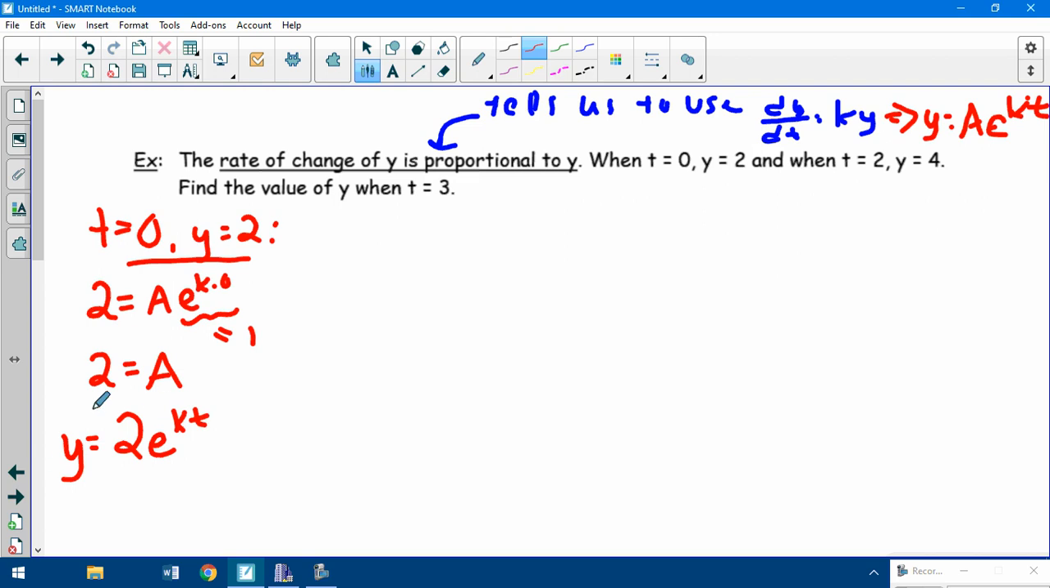And that should be nothing groundbreaking to you. You always knew that p in PERT, the thing out front, what's it stand for? The initial amount. That's all I'm telling you here. When time is 0, I've got 2. 2 is the initial amount. Good. Okay, now I also have this. I know that when t equals 2, y equals 4.